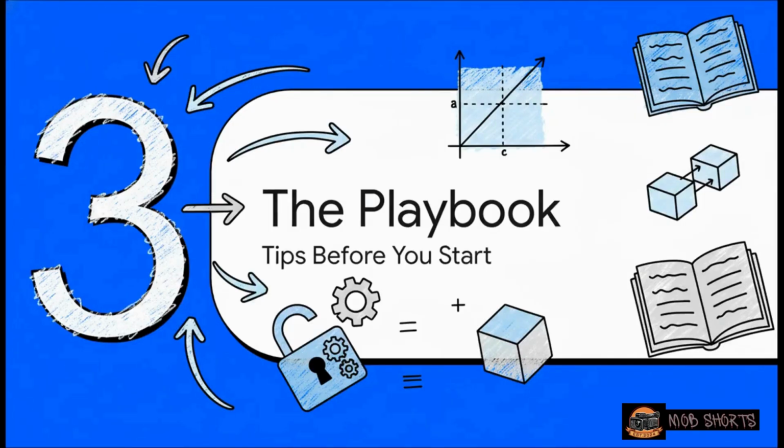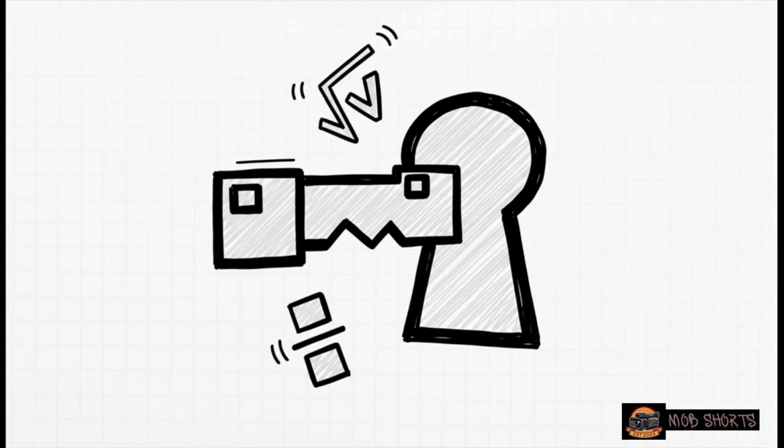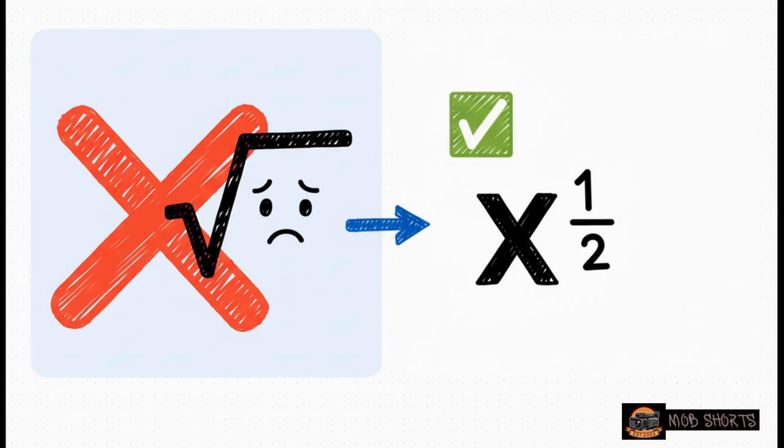All right, time to open up the playbook. Because before you can actually use these awesome rules, you got to make sure the field is set up correctly. This prep work is crucial. And this is absolutely key. The power rule is a bit picky. It only works on terms that look like x raised to some number. If your problem doesn't look like that right away, you have to do a little tidying up first. For example, the power rule sees a square root symbol and just gets confused. But you know better, right? You know that the square root of x is just a fancy way of writing x to the power of 1/2. Once you rewrite it like that, it's power rule ready and you're good to go.